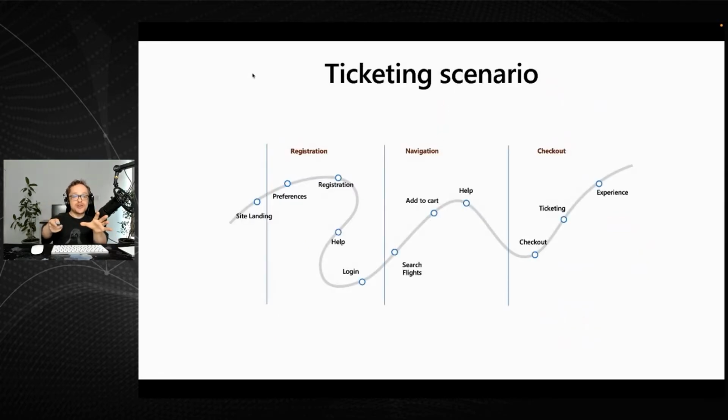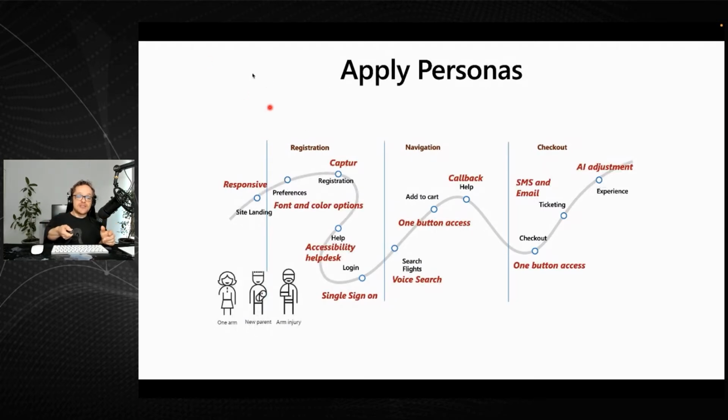So we take our persona spectrum and now you superimpose it onto your journey work. This is a ticketing scenario I did for the IATA flight conference in Dubai. I superimposed it there and I said, instead of your registration, navigation, and checkout, having the classic registration, add to cart, and then ticketing, with an experience there, now everything changes. Responsive design, a CAPTCHA, accessibility help desk, callback help, voice search, and then AI adjustment. Did we meet your requirements? Yes, no. Then go and change the journey work.